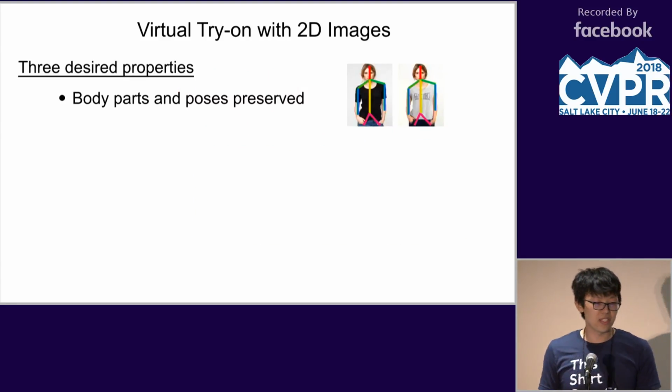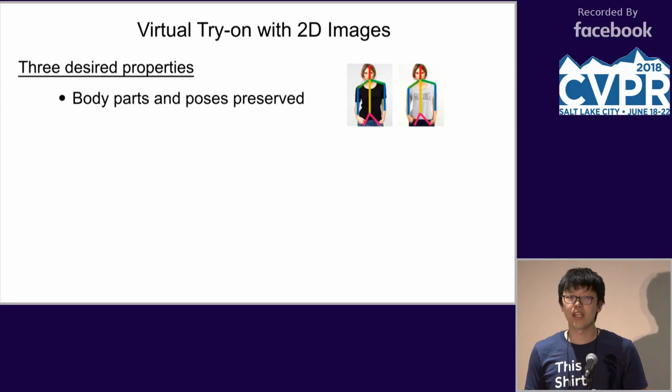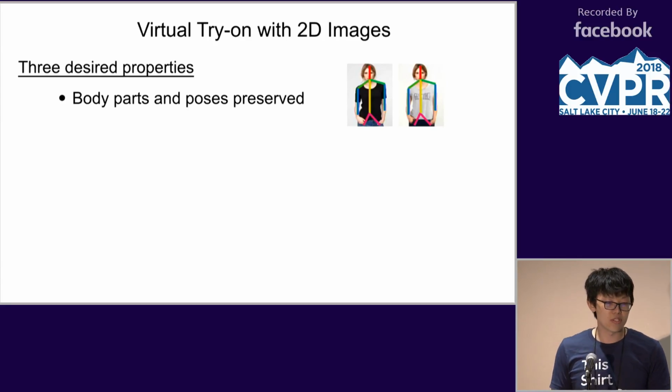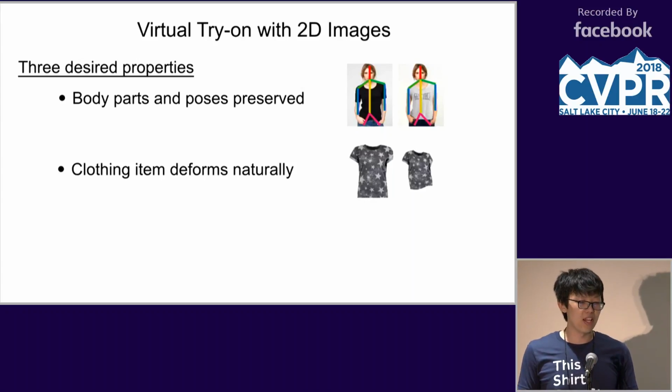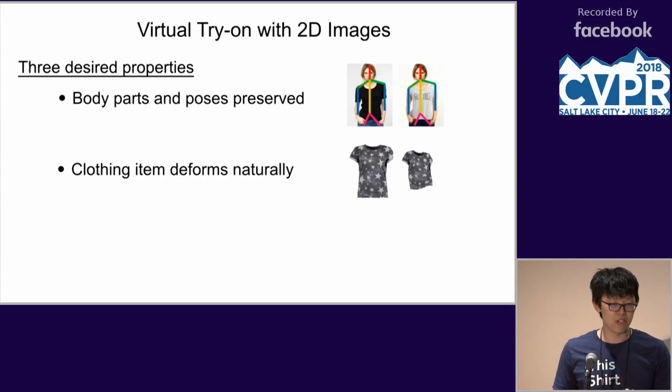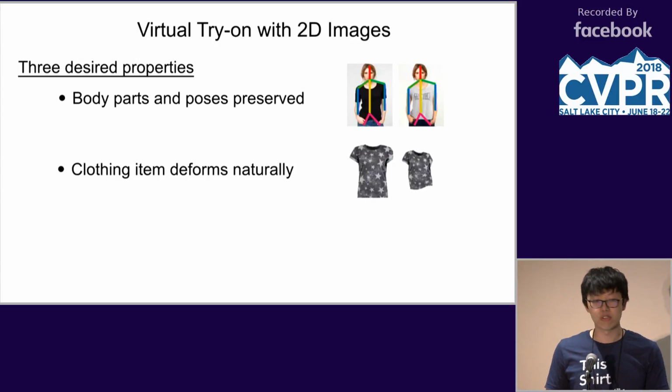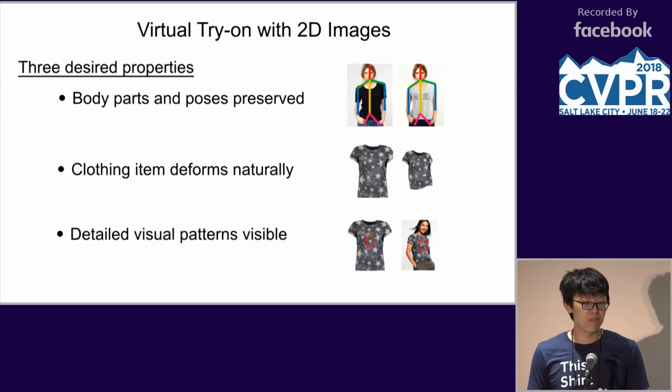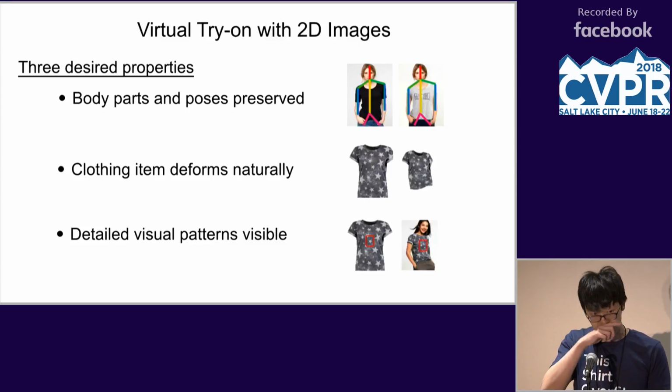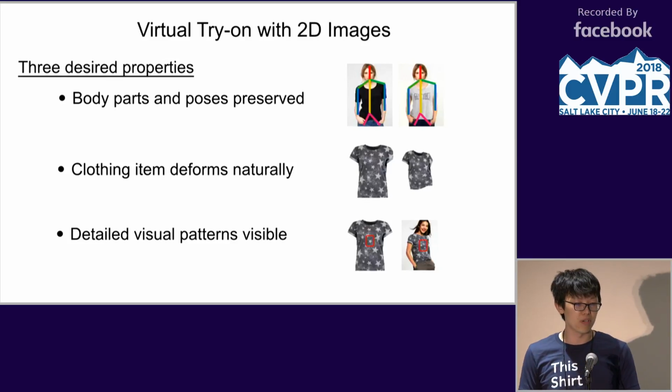And we argue that there are 3 desired properties in this task. One is that when the user uploads the image and tries it on, the body parts and pose should be preserved, and the clothing should deform naturally. And lastly, the details of the clothes should be visually visible in the virtual try-on result.